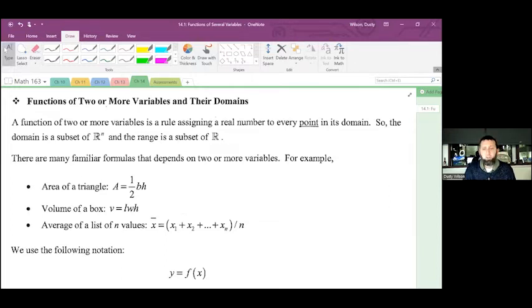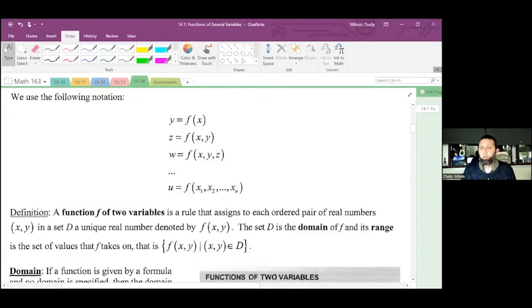The volume of a box, V equals L times W times H. Here, the independent variables are L, W, and H. There's three of them. And the dependent variable, V, is the volume. Or the average of a list of n values, x bar equal to x1 plus x2 plus ... plus xn, all divided by n. Here, x bar has n independent variables, x1, x2, all the way to xn, and the dependent variable is x bar. We use the following notation.